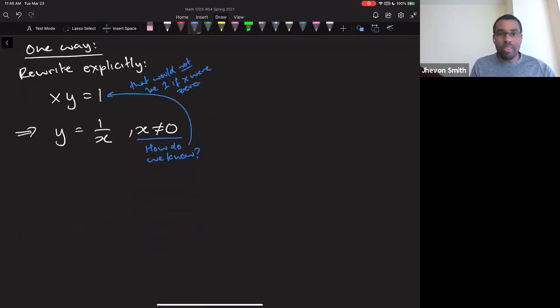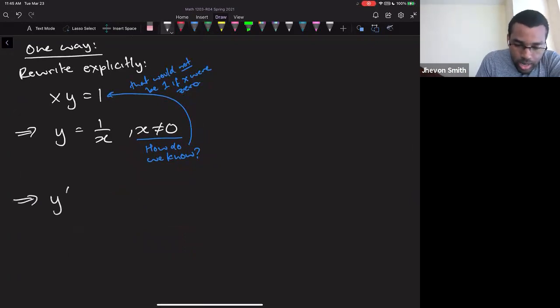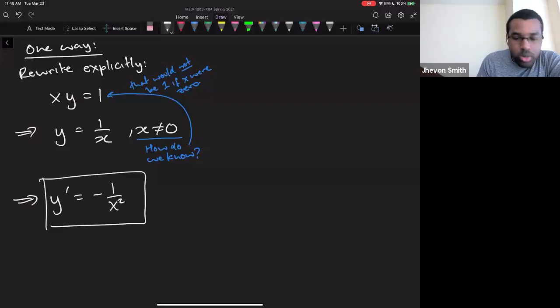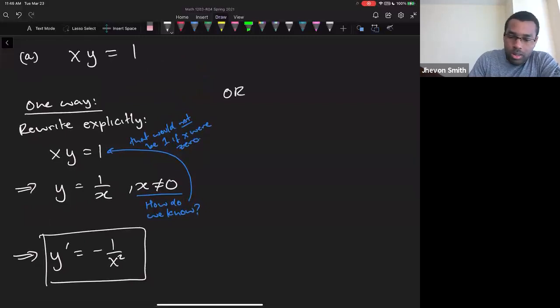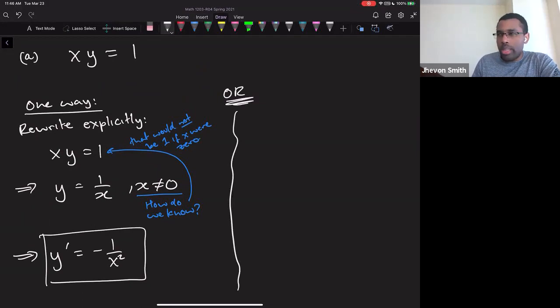And once I have that rewritten that way, well, we know what dy dx is, isn't it? It's minus 1 over x squared. We had that before. We knew that a long time ago, many classes ago. Or we could have done it without solving for y.